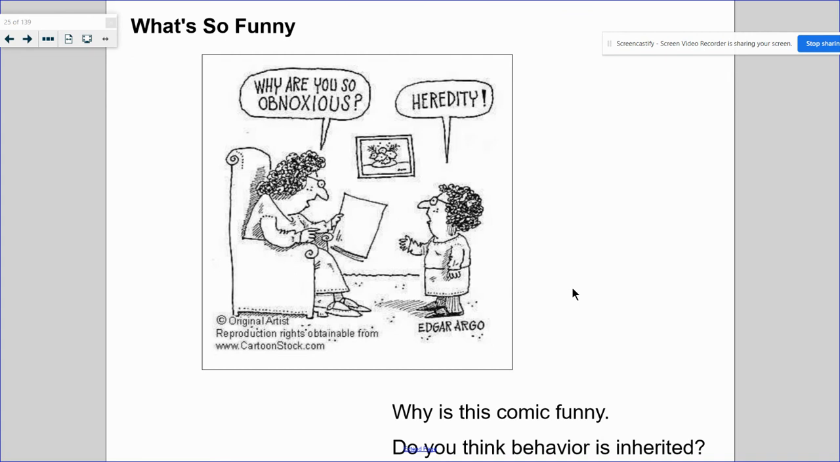So here's just a little comic. I want you guys to tell me when the video pauses, why is this comic funny? And do you think behavior is inherited? So take a look at the comic here. We see it's either grandmother or it's a mom, and she's sitting here looking at something. She's saying, "Why are you so obnoxious?" And the little either daughter or son or person is saying, "Heredity." So, what does that mean? Why is that so funny? And how does that connect to everything we just learned about? So, when the video pauses, I want you to tell me why this comic is so funny.